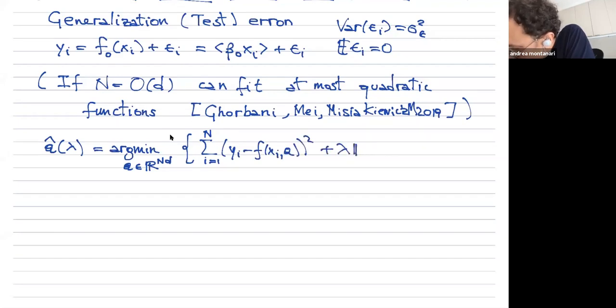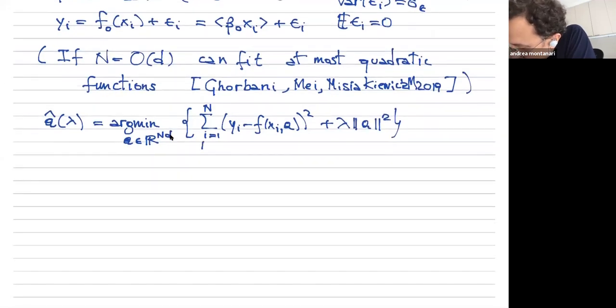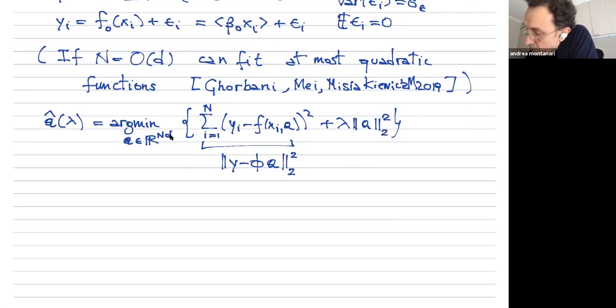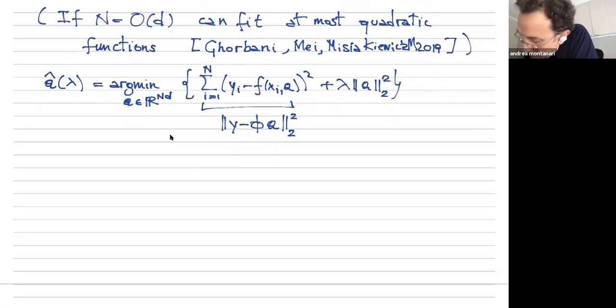with a ridge penalty. Okay, so we can also rewrite this using the notation that I brought here. This is a quadratic cost in the A plus a ridge penalty. Okay, so these are all L2 norms. And we are interested in studying the test error at value lambda.